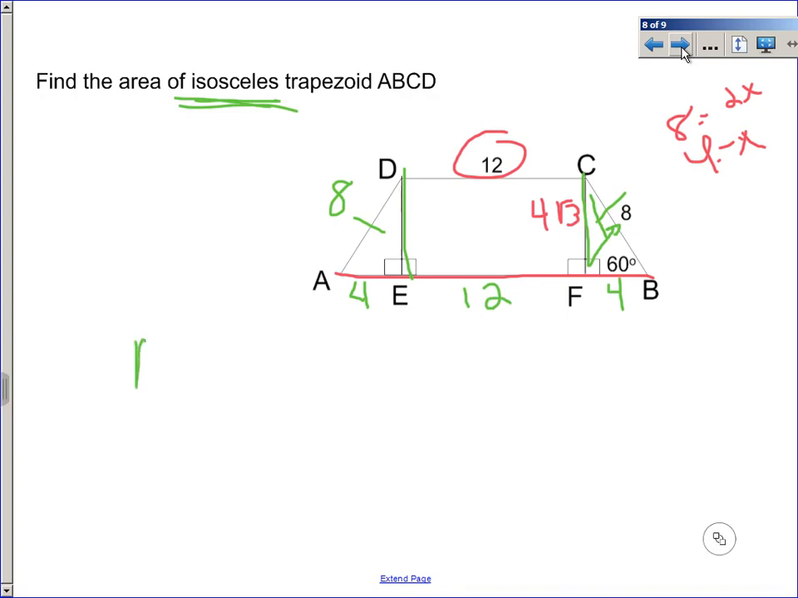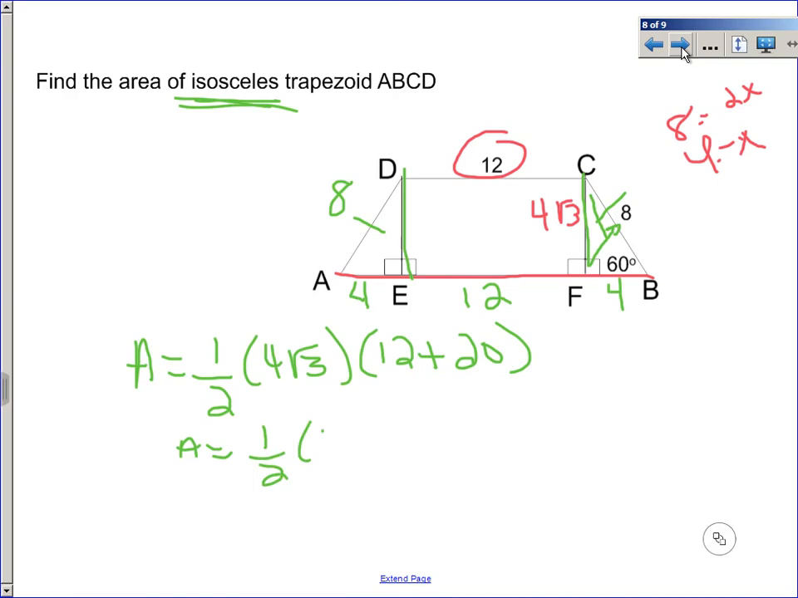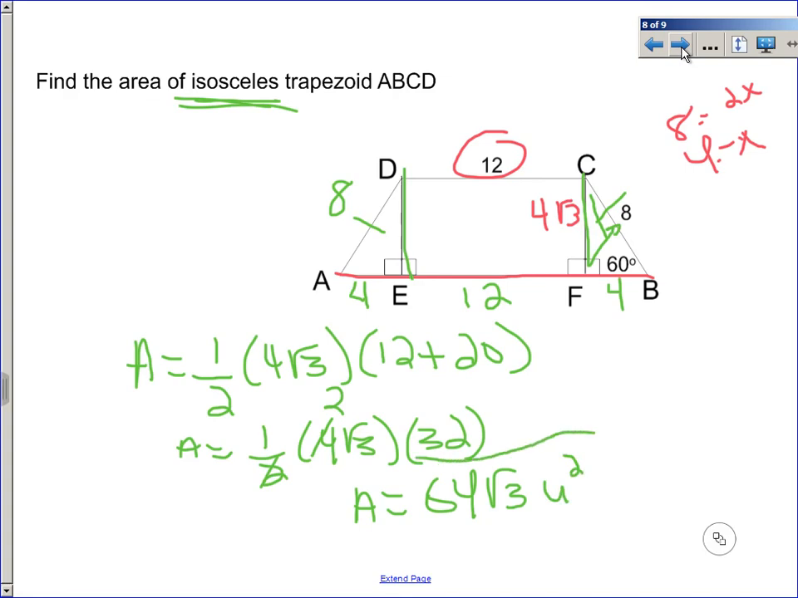So let's start plugging it in. The area equals 1/2 my height, which is 4 radical 3, times my base, which is 12 plus, let's see, 4, why am I struggling? This is 20. So we end up with the area equals 1/2 times 4 radical 3 times 32. I'm going to cross cancel, make this be 2. So the area equals 64 radical 3 units squared. And that's how I get the area of my isosceles trapezoid.